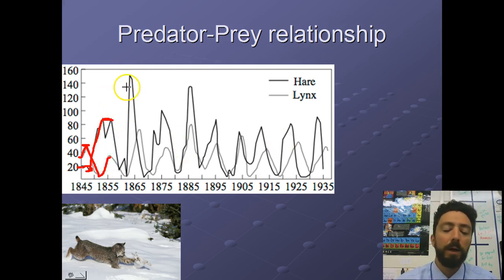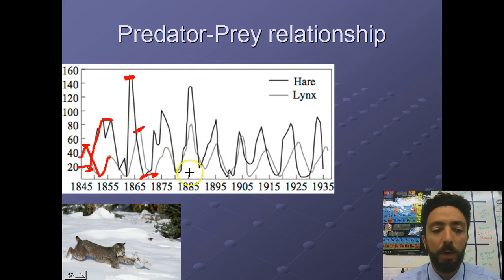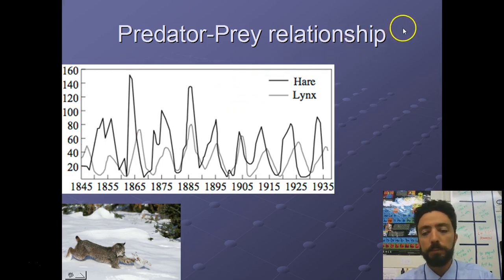And so you get this peak of the prey species, followed by a peak of the predator, followed by a drop of the prey species, followed by a drop of the predator. And it happens really consistently in all ecosystems with all different types of predator and prey. And this is a very well-known relationship.